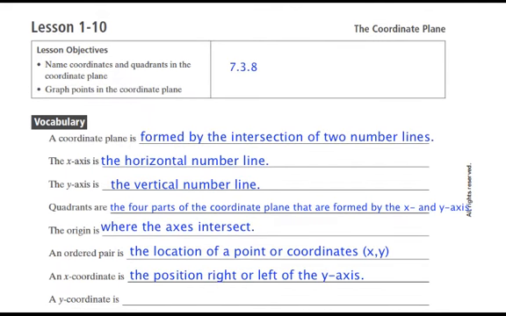An x-coordinate is a position right or left of the y-axis. It is the first number in the ordered pair. A y-coordinate is a position above or below the x-axis. It's the second number in the ordered pair.